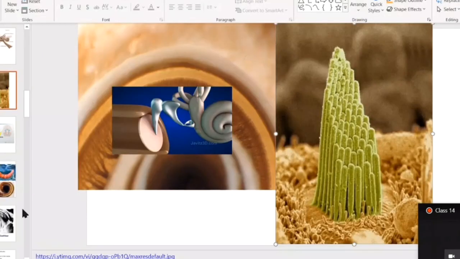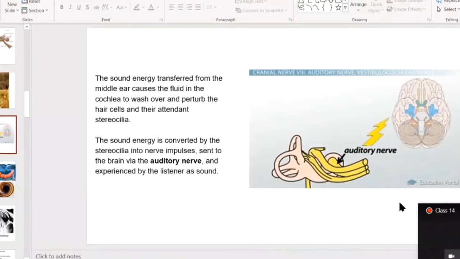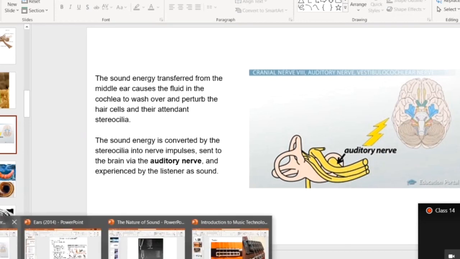So once the cochlea transmits those vibrational energies through its stereocilia, that information is sent via the auditory nerve from the cochlea to your brain. And now you experience sound and music and speech and noise.